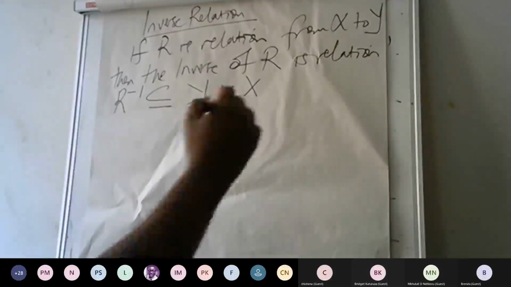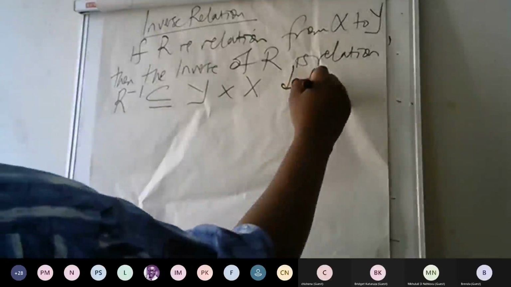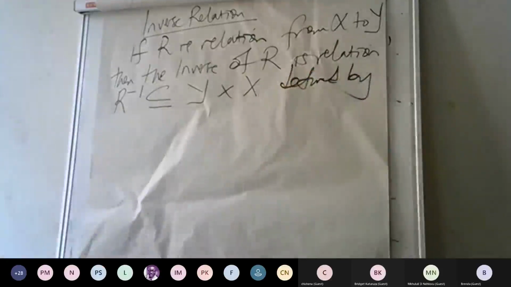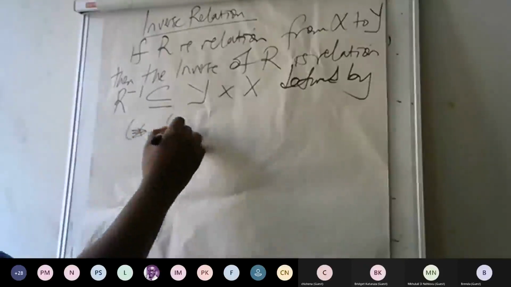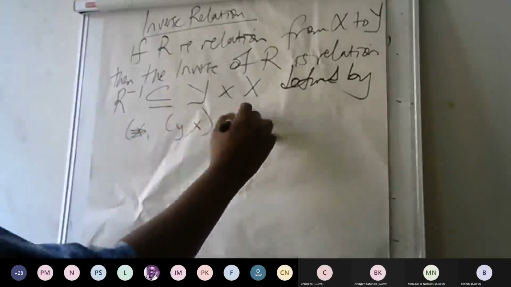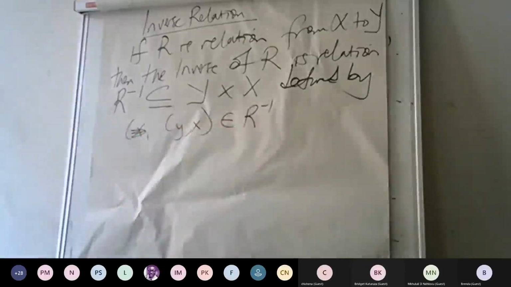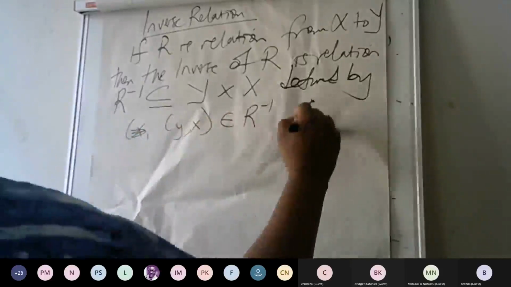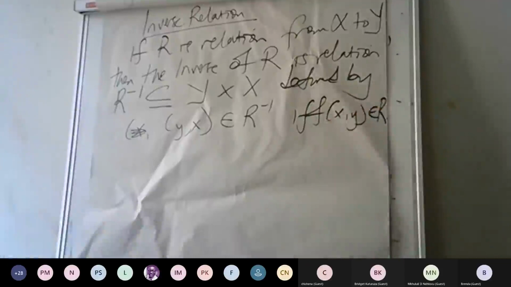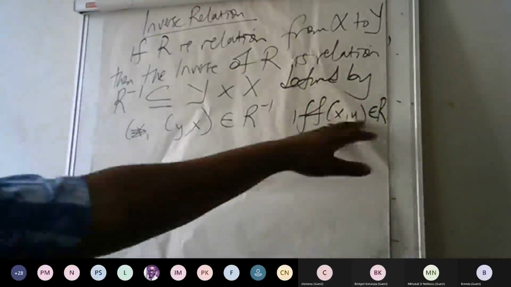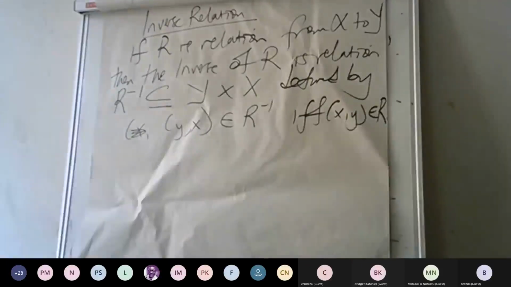where obviously it is defined by (y, x) being an element of R inverse if and only if (x, y) is also an element of R. It only becomes an inverse of R if and only if (x, y) is also an element of R.